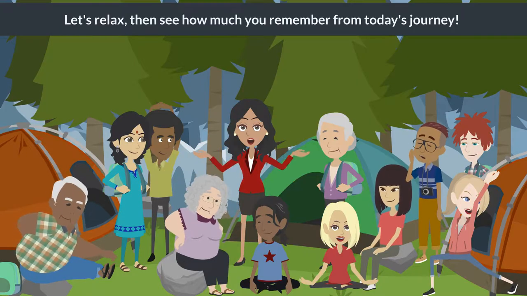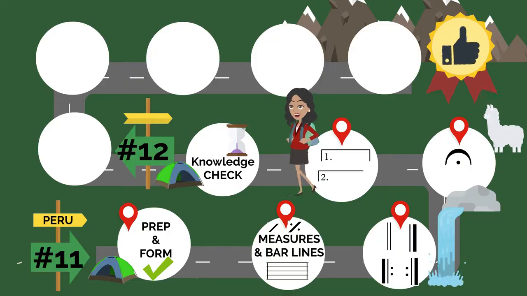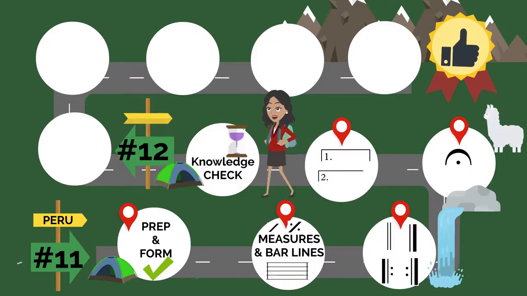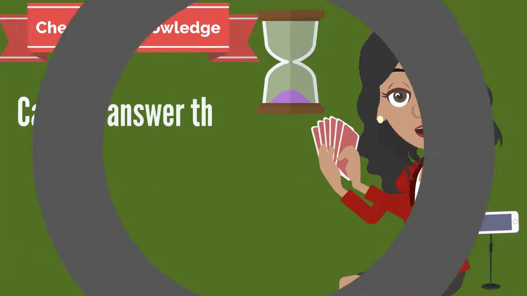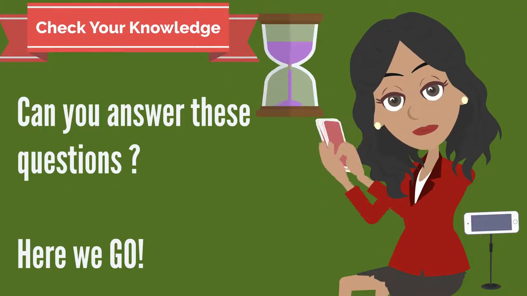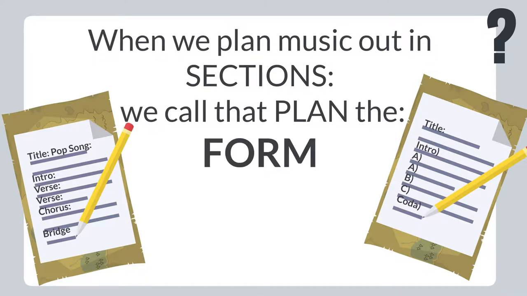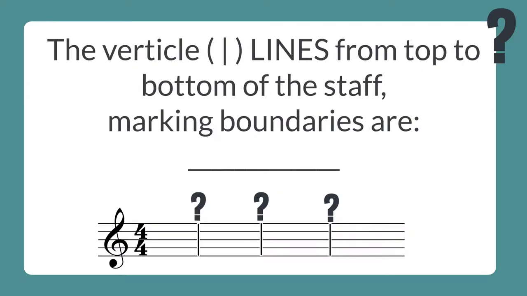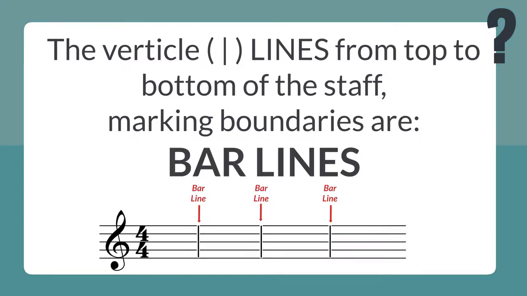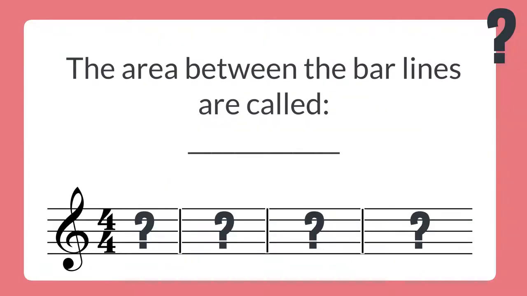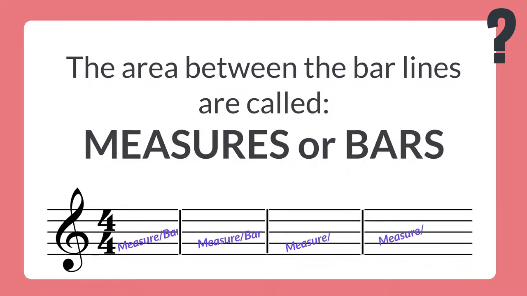Let's relax and see how much you remember from today's journey. Can you answer these questions? Here we go. When we plan music out in sections, we call that plan the form. The vertical lines from top to bottom of the staff marking boundaries are bar lines. The area between the bar lines are called measures or bars.